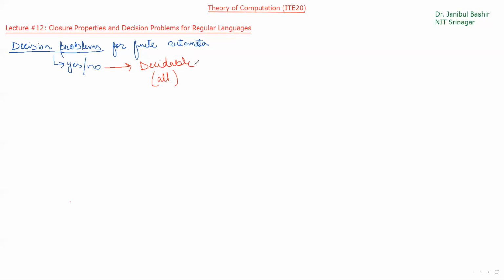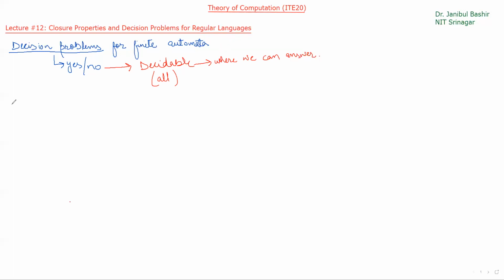So decidable means where we can answer, and undecidable means where we cannot answer. Here I am saying that for decision problems for finite automata, almost all problems are decidable. Decidable means for all the problems I can answer yes or no. So let me give some of the decision problems for finite automata, or we can say for regular languages.